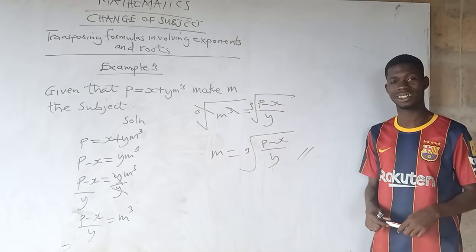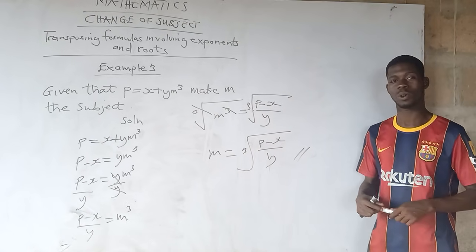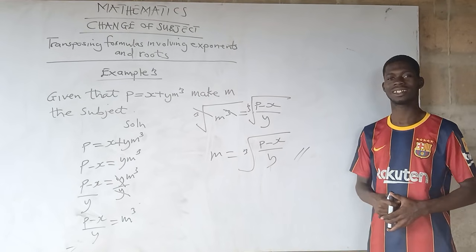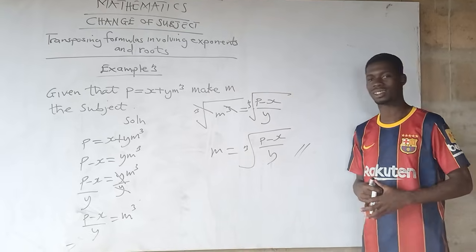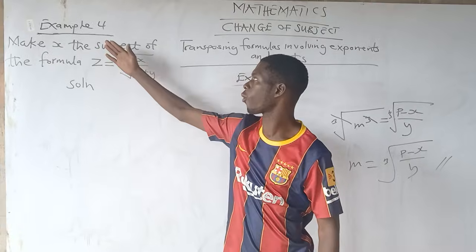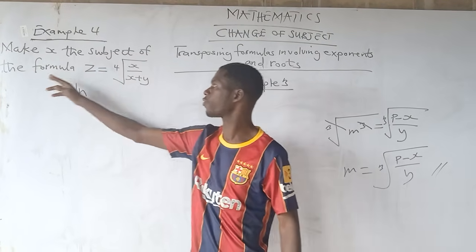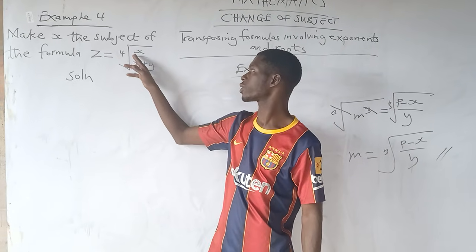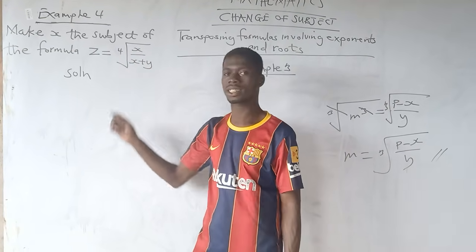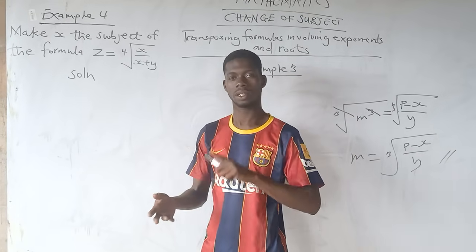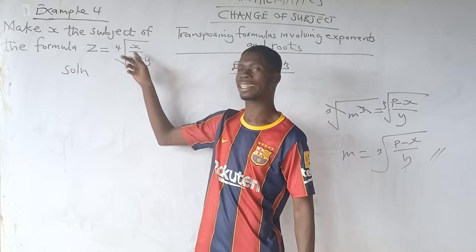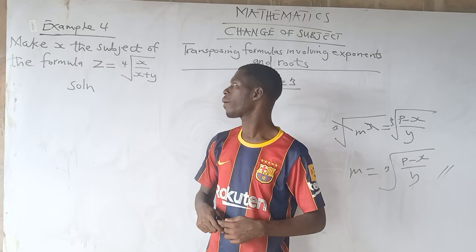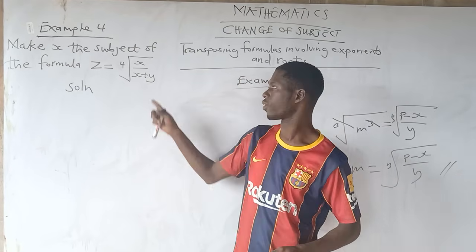So simple, right? So now I've taught you how to solve cube roots. Okay, so this is example 3. We move to example 4. It says make x the subject of the formula z equal to the fourth root of x over x plus y. So we have square roots, cube roots, and fourth roots like this one.